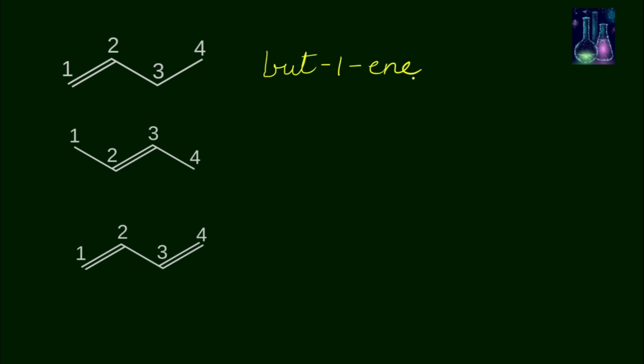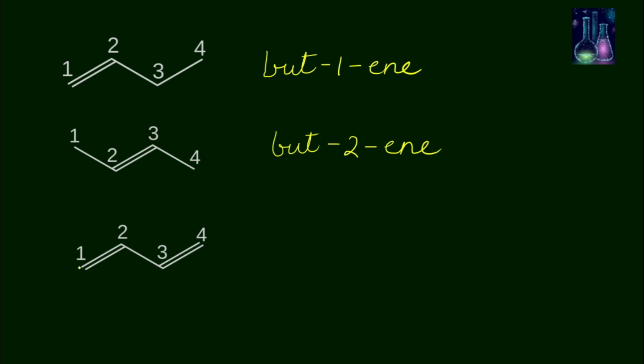So ane is replaced by ene, and this is your but-1-ene. In the second example, again you have 4 carbons and the double bond is now between the second and third carbon. So the name of the molecule will be but-2-ene. You have to select the least number of the two.